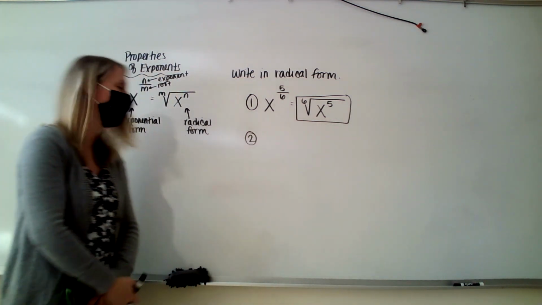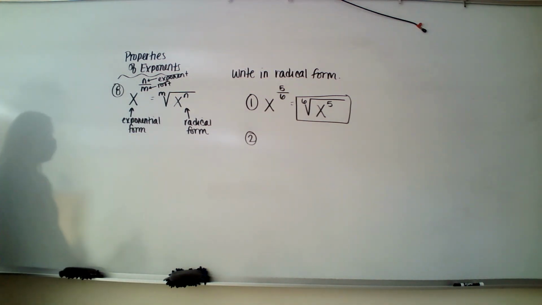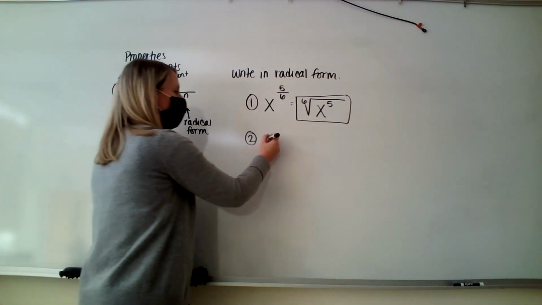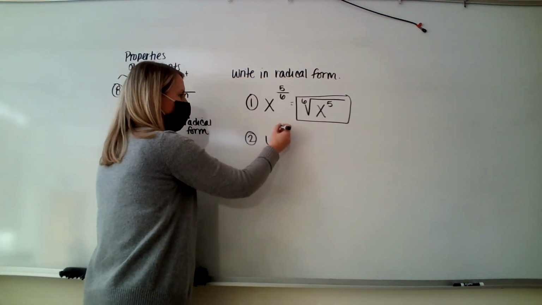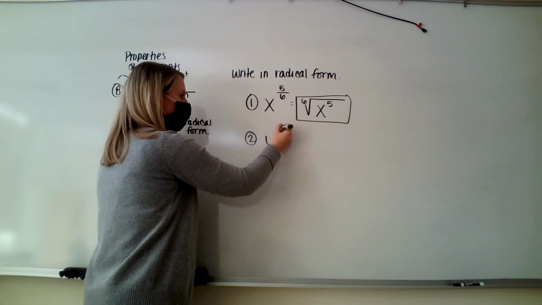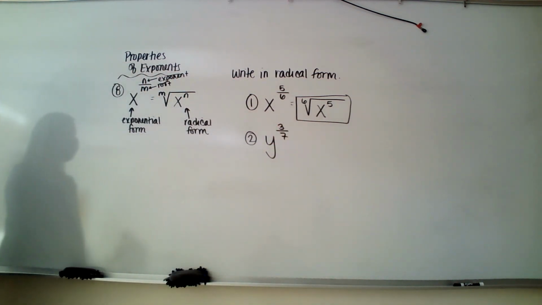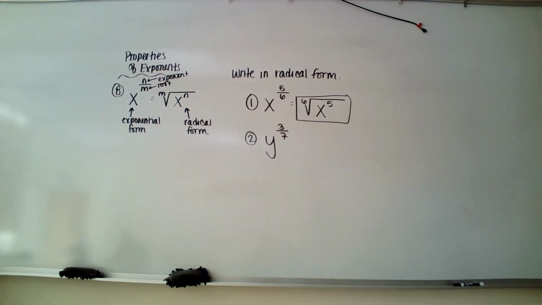All right, so still just getting used to this form, going back and forth. What if I said, what's y to the 3/7? Can you guys write that in radical form, following the things we were just doing?